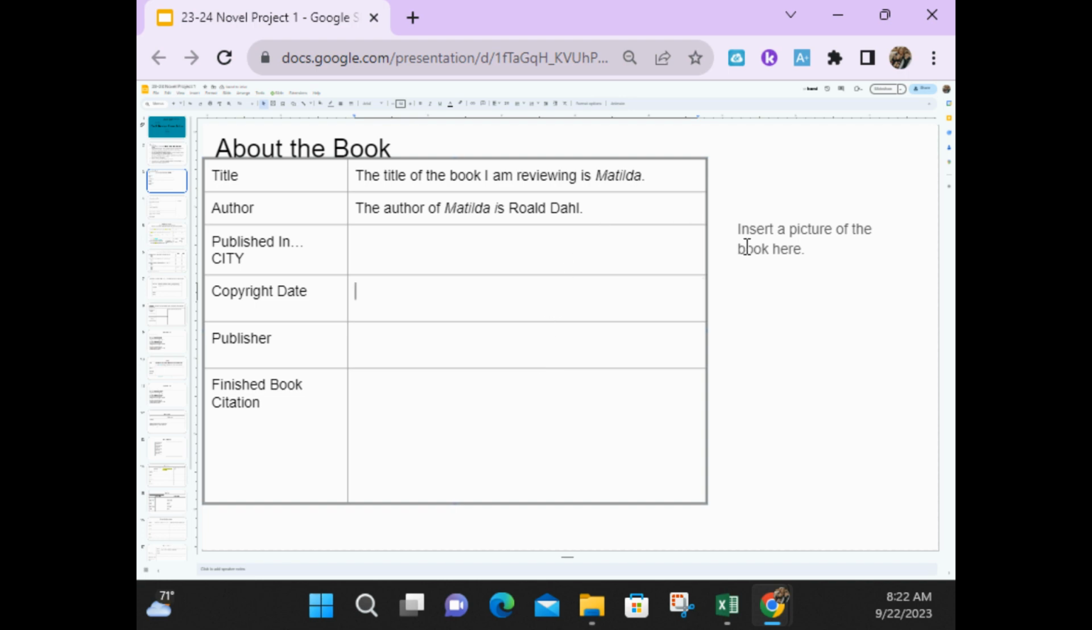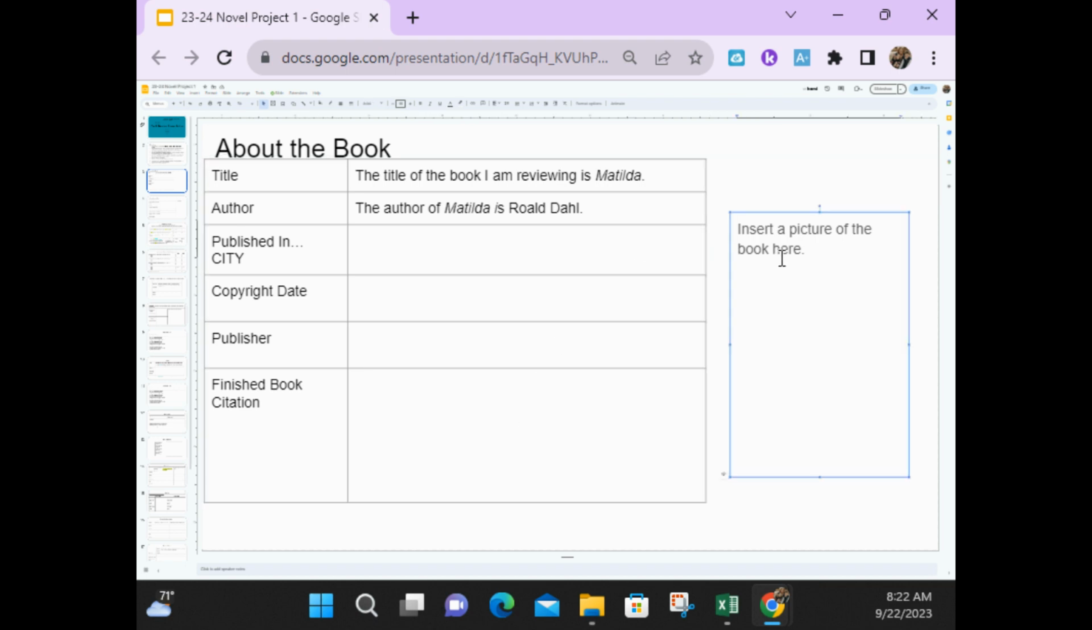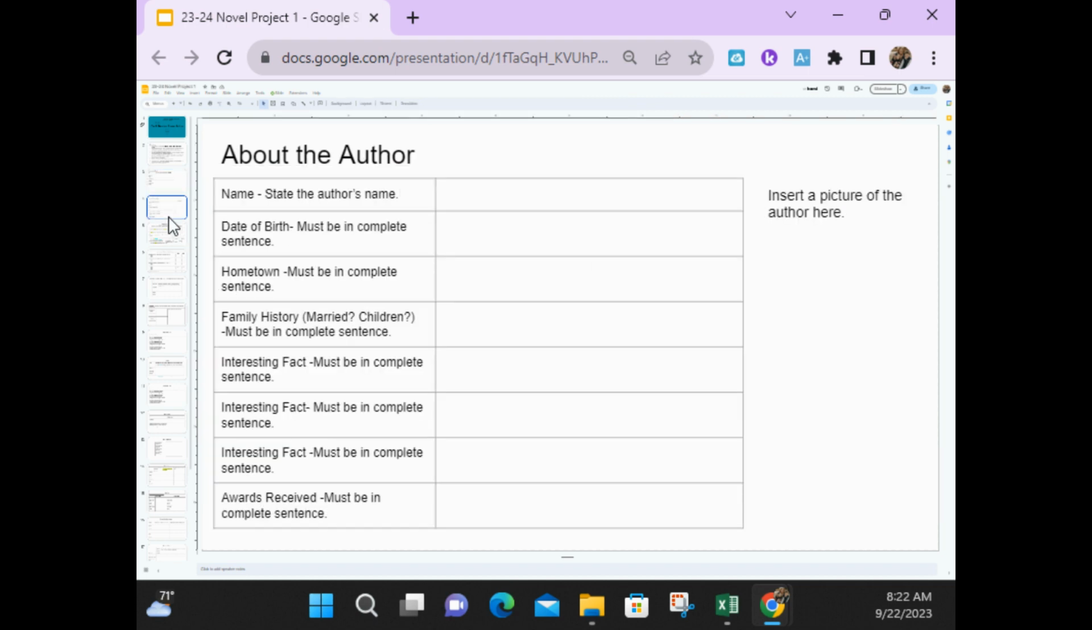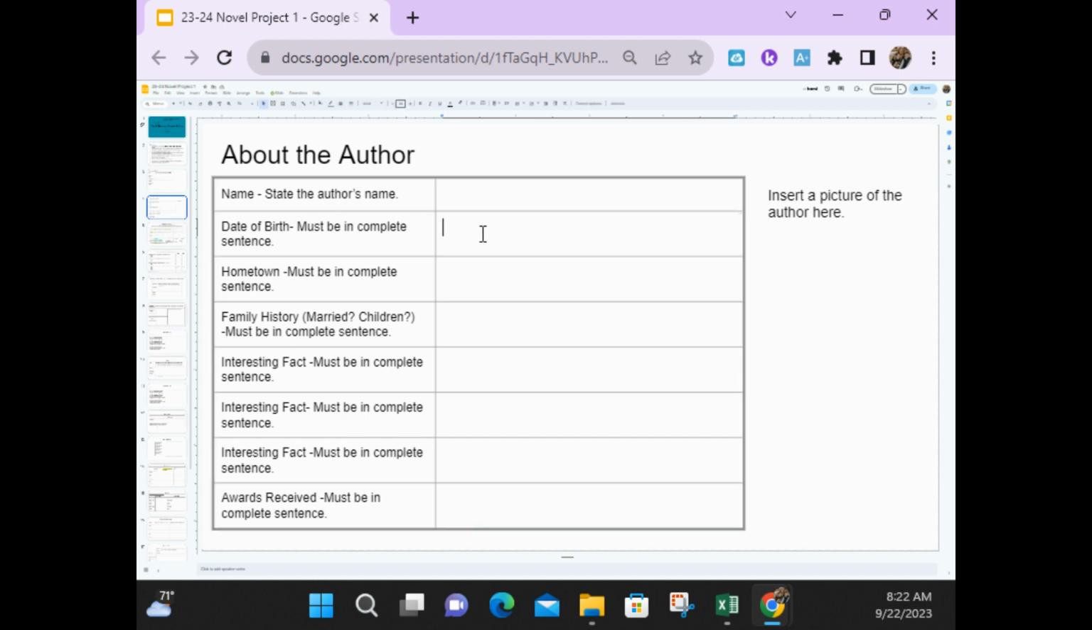Now, I'm not going to go through all of these. The finished book citation, I am going to go over this with you. It might be next week before we go over it, though, because our time is a little late. So this right here, I do not expect you to have anything in this box yet because we have got to talk about this. Insert a picture. You go to Google, insert a picture. But I have a way that I want to show y'all how to do it.